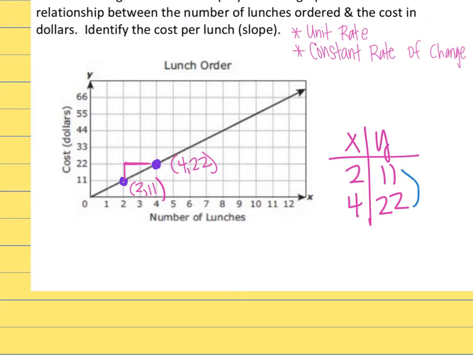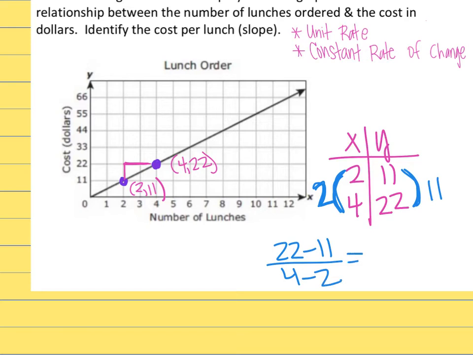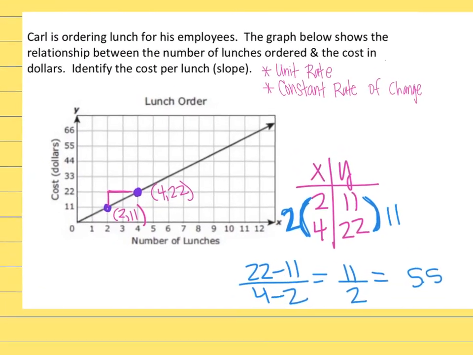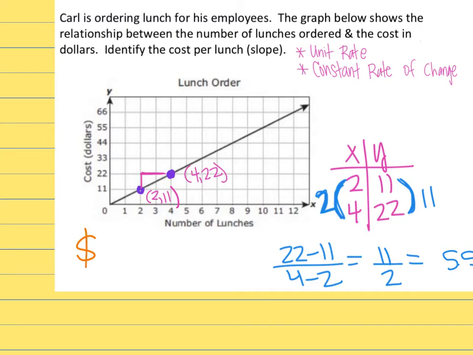The change in my y's, if I do y2 minus y1, that would be 11. And if I do x2 minus x1, that would be 2. I could put it like this: 22 minus 11 over 4 minus 2. So I have 11 over 2. If I simplify that and divide it, I would get 5.5, which means that each lunch is $5.50. $5.50 per lunch.